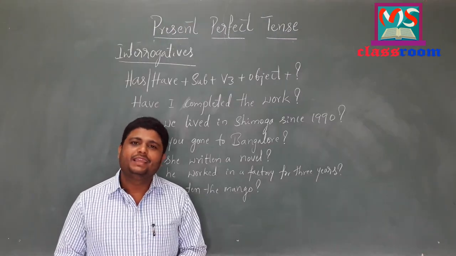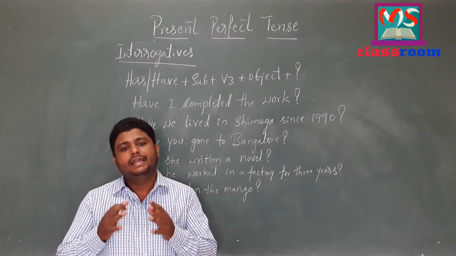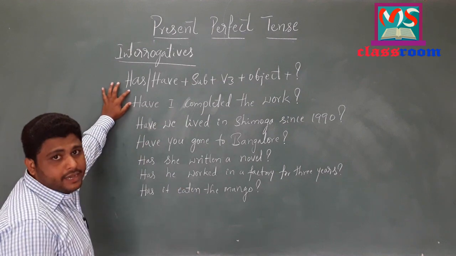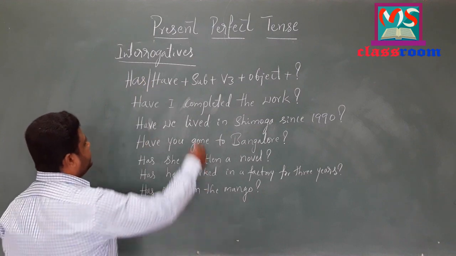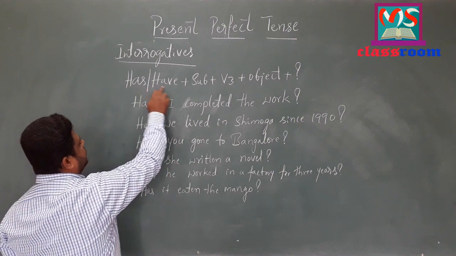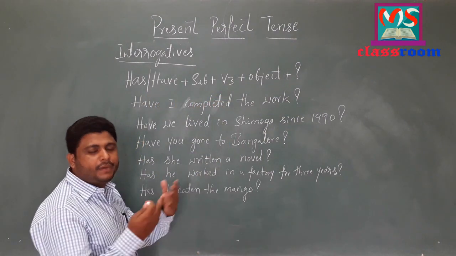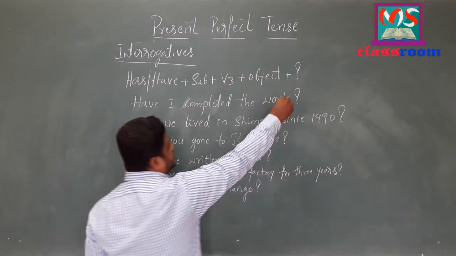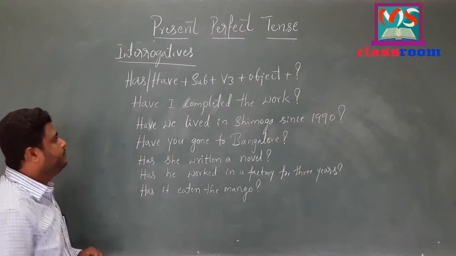Now let us move to interrogatives in present perfect tense. In order to form an interrogative sentence, we have to look at the formula here. First we have helping verbs, that is has or have, and then subject. According to the subject, we have to use the helping verbs has or have, and then the main verb that is in V3 position or the past participle form of the verb, and then object, and at last don't forget to put a question mark. Look at the example.